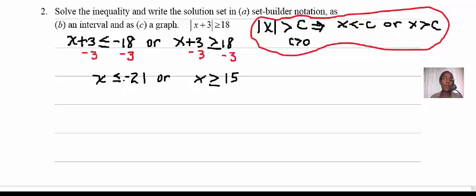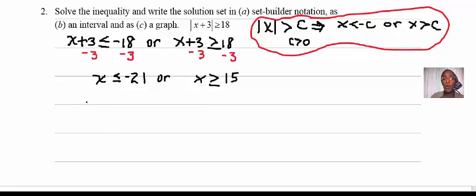So it's very important that the connecting word here is or. That has a precise mathematical meaning, and it basically means this compound statement is true if either x is equal to -21 or left of -21, which means it's smaller than -21, or if x is bigger than 15 or equal to 15.